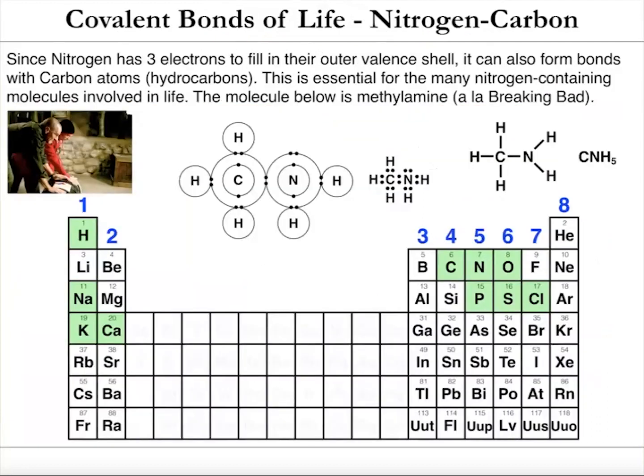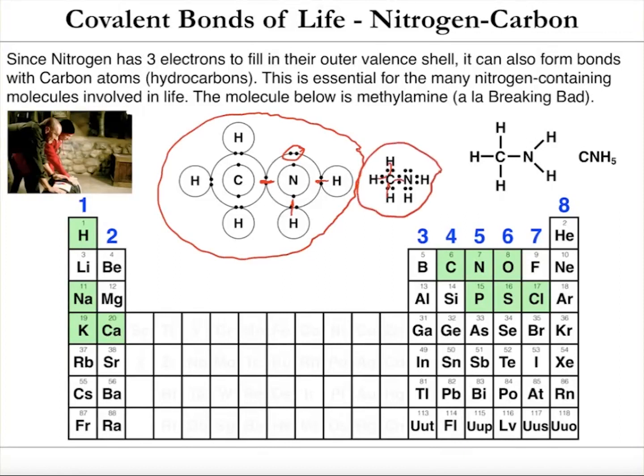So nitrogen as a component of biomolecules is usually attached to carbons. Since nitrogen has 3 electrons to fill in its outer valence shell, it can also form bonds with carbon atoms. So here we have a nitrogen, it's bound to one hydrogen, another hydrogen, and then it's got a single covalent bond with a carbon. And this, along with this lone pair here, will fulfill the octet rule for this nitrogen atom. And also, since the carbon is bound to 4 different things, it also fulfills the octet rule for carbon.